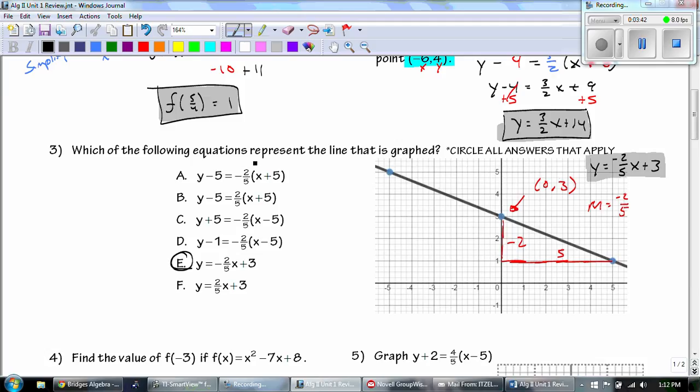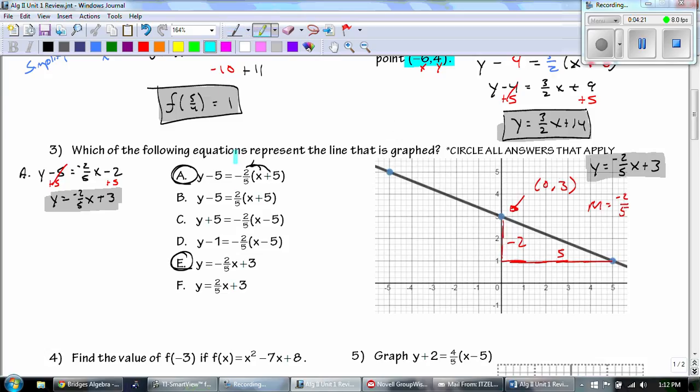Okay, so letter A. I'm interested in this because my slope looks good right away, so I'm going to distribute. Y minus 5 equals negative 2 over 5x minus 2, because negative 2 fifths times 5 is negative 2. And then we're going to add 5 to both sides. And I get y equals negative 2 over 5x plus 3. Yay! Isn't that what we wanted? Why aren't you more happy?